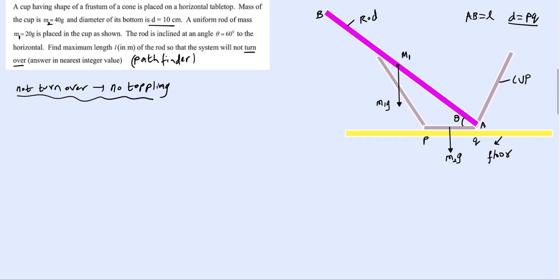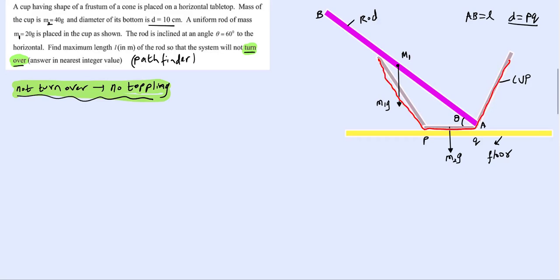This word turnover, what is the meaning of that? Turnover means no toppling. There should not be any toppling. So for that, what are the conditions? We'll get into the free body diagram. There's a cup.